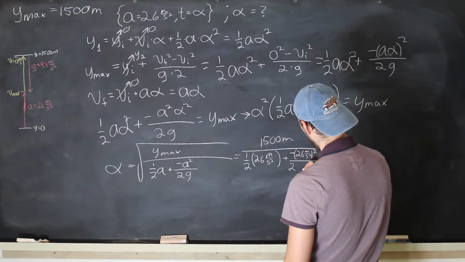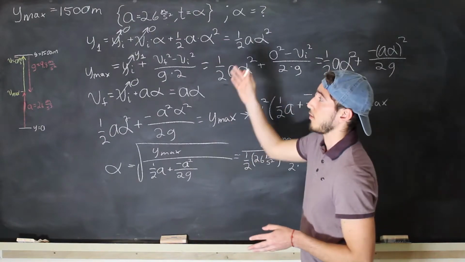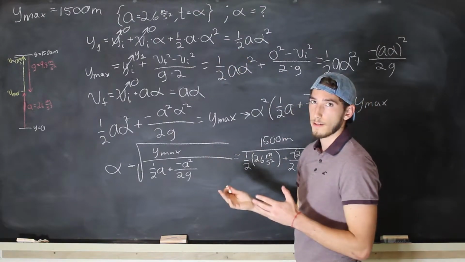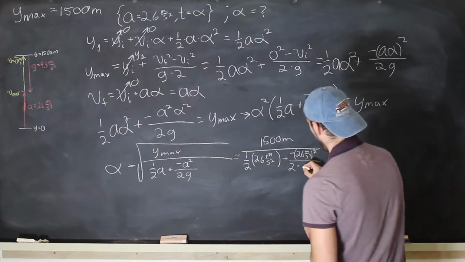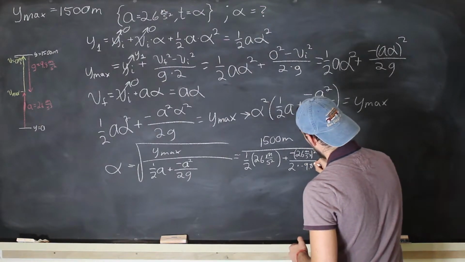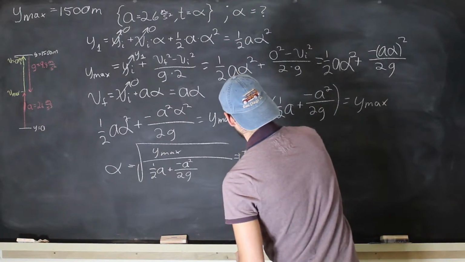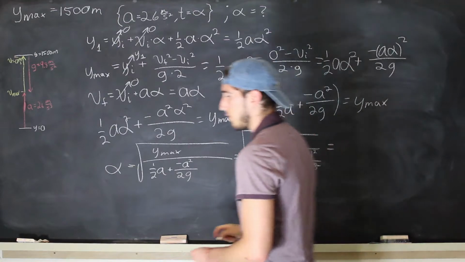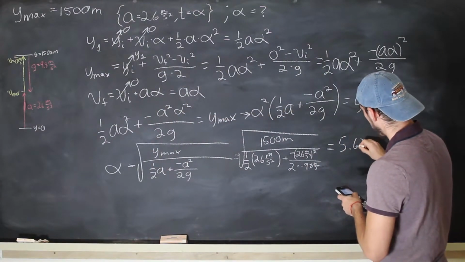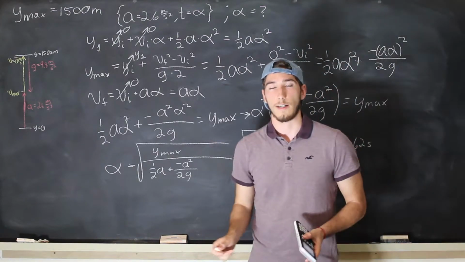times 2 times negative 9.8 meters per second squared, because remember, gravity is an acceleration downwards and our reference acceleration is upwards. So gravity will be negative 9.8 meters per second squared, under the root, which is going to be equal to 5.62 seconds.